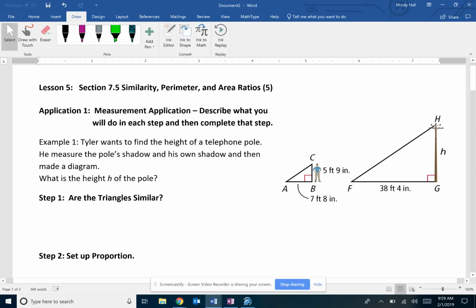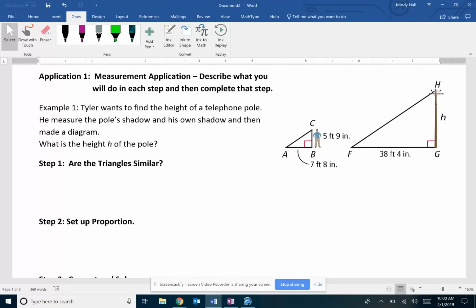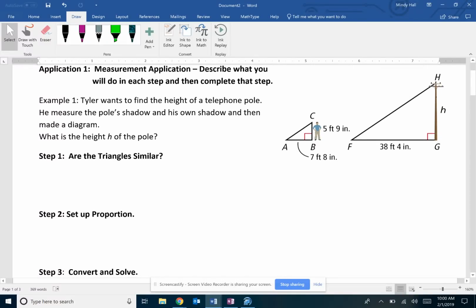All right, so we are going to be doing section 7.5, which is similarity, perimeter, and area ratios today. So our first is a measurement application. These are really popular types of problems whenever you have similarity, because they like to measure big things to little things.